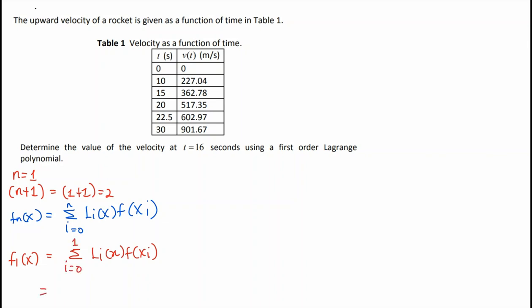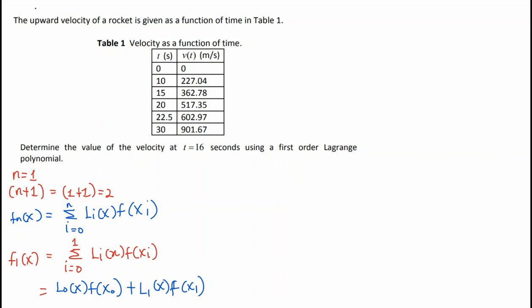So rewriting this, we are going to have L0 of x multiplying f of x0, because our first i will be 0, and then plus, because you are dealing with a sum, L1 of x multiplying f of x1. So this will be the general first order Lagrange interpolation polynomial that you are going to use.